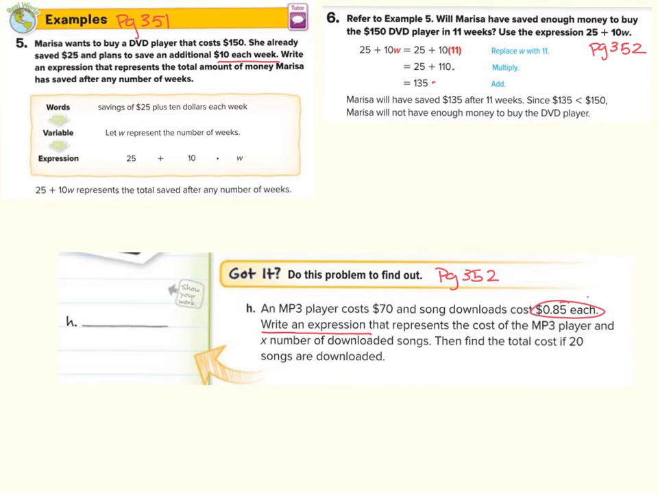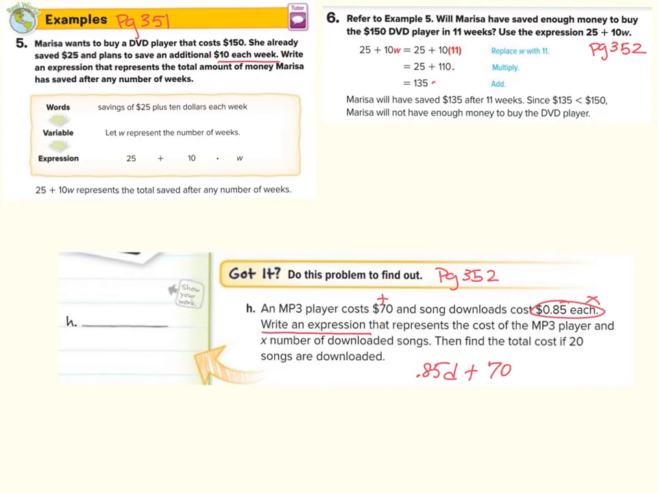This right here is going to be your multiplication part. And then we're going to end up adding the $70, because that's an additional cost. So our expression looks like this: 0.85 times however many downloads we choose to do. I chose D for downloads, or you can use X. It doesn't matter what variable. Then you're going to add the $70 that it costs for the MP3 player. So this is our expression.